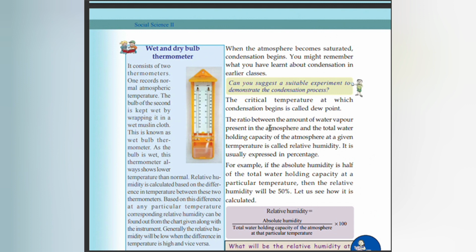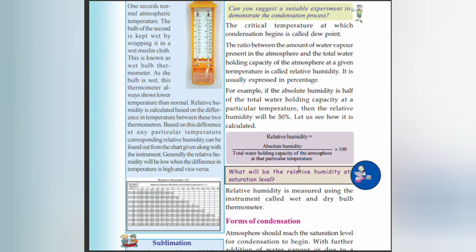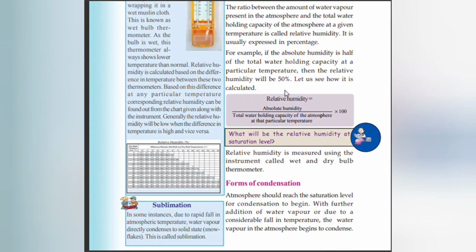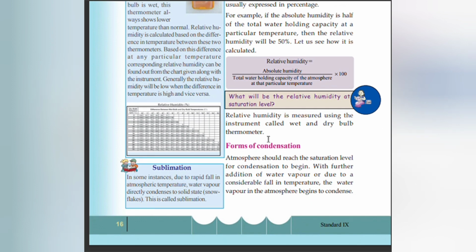The ratio between the amount of water vapor present in the atmosphere and the total water holding capacity of the atmosphere at a given temperature is called relative humidity. It is usually expressed as a percentage. For example, if the absolute humidity is half of the total water holding capacity at a particular temperature, then the relative humidity will be 50%. Let's see how it is calculated. Relative humidity is equal to absolute humidity divided by the total water holding capacity of the atmosphere at that particular temperature, multiplied by 100. Relative humidity is measured using the instrument called the wet and dry bulb thermometer.